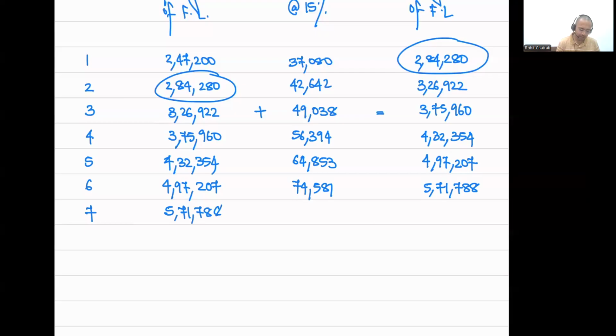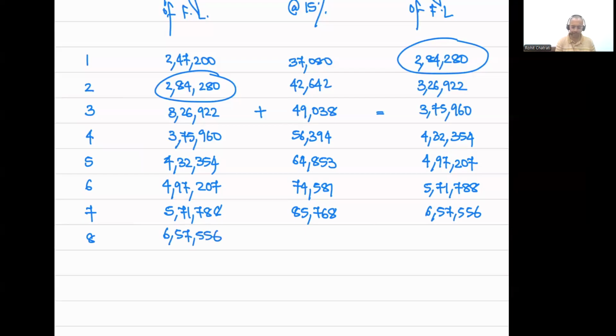For year 7, the beginning balance will become 5,71,788. On this, I am going to have interest at the rate of 15 percent, which is going to be equal to 85,768, and therefore my closing balance will be equal to 6,57,556. This becomes my beginning balance for the next year.